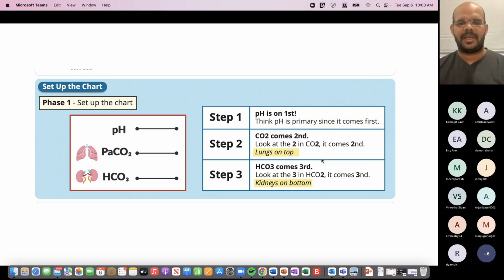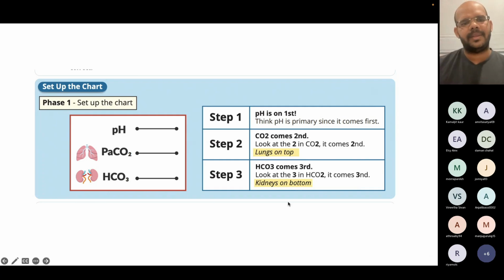Lung is above. Then bicarb is the third thing, HCO3, so you put it at the third level. Remember, PCO2 is for lungs and bicarb is for kidney. Lung on the top, kidney on the bottom. So you have to arrange it in order: pH, PCO2, and bicarb. That is the first thing you will do.